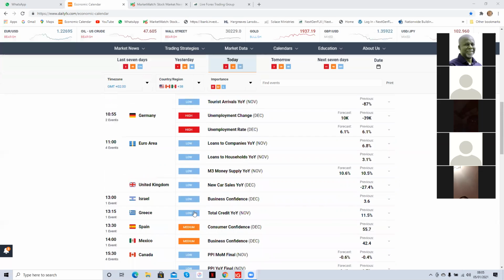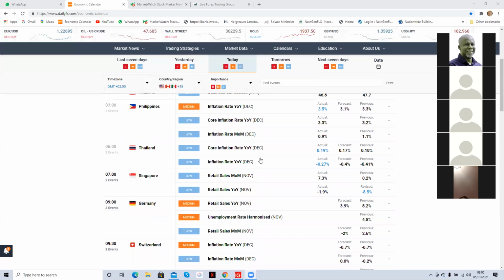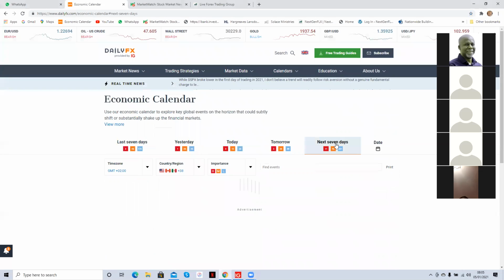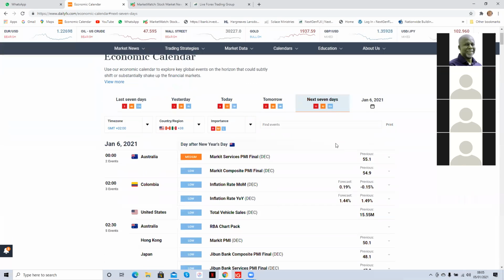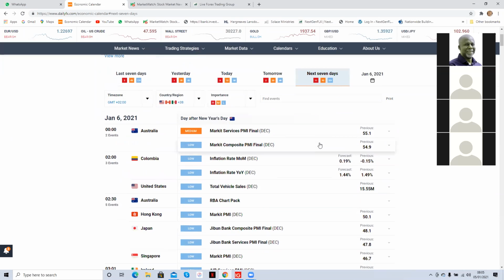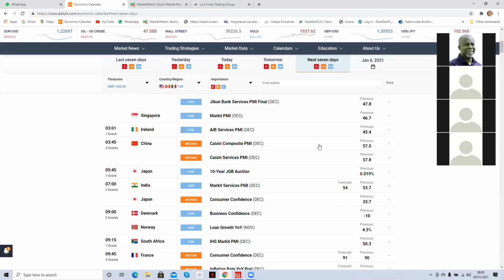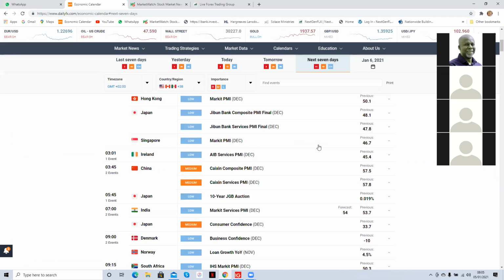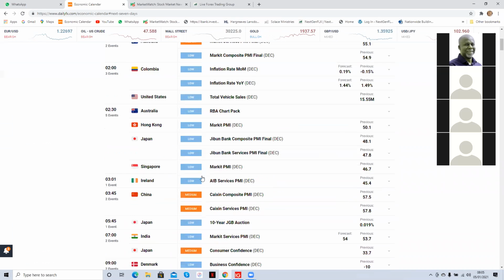Then again, it's always good to also look at the rest of the week. So we'll go to the next 7 days because we've got some big reports coming out the rest of the week, starting tomorrow, Wednesday. So tomorrow is Wednesday, the 6th of January.